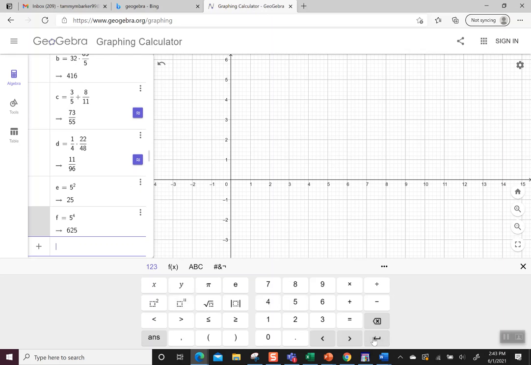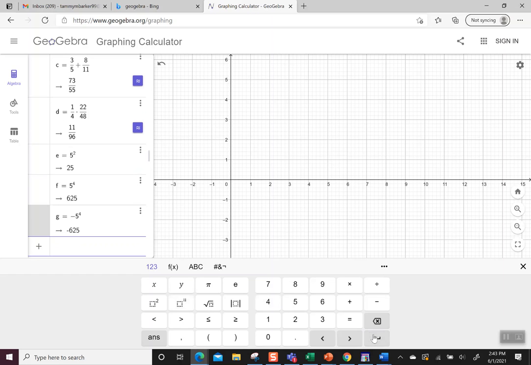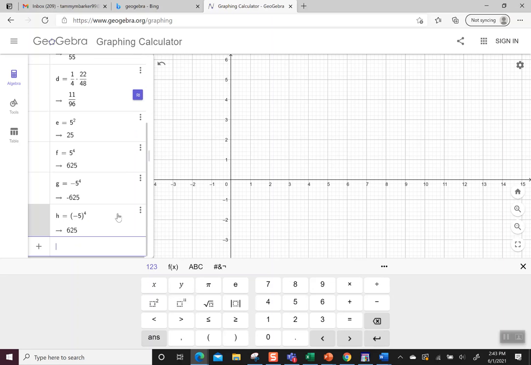You're going to want to pay attention to order of operations as you do this. So if I had negative 5 to the 4th, notice it stays negative versus parentheses negative 5 to the 4th, which comes out positive. So you're going to want to put this into GeoGebra the same way it shows on your paper or how the question was phrased.